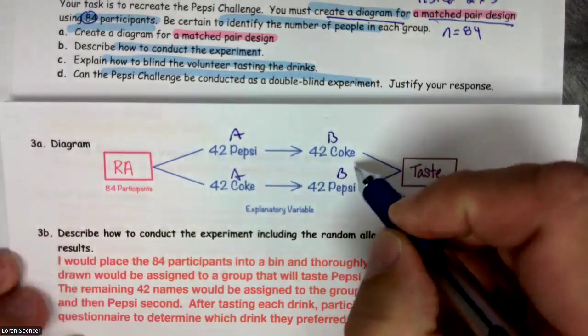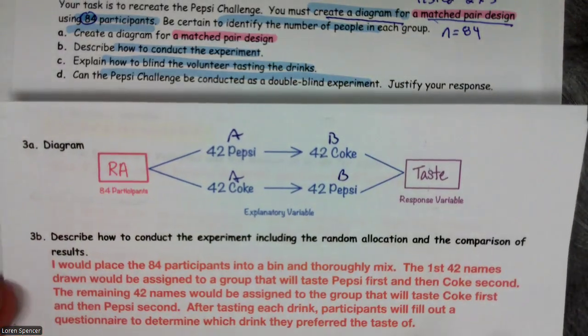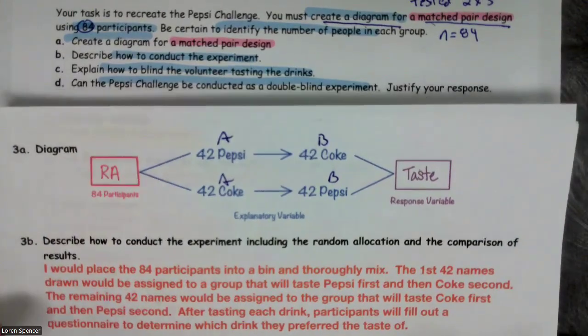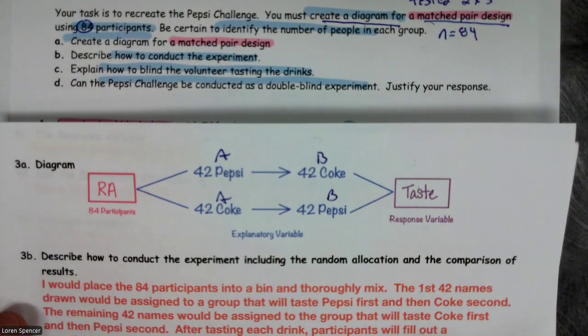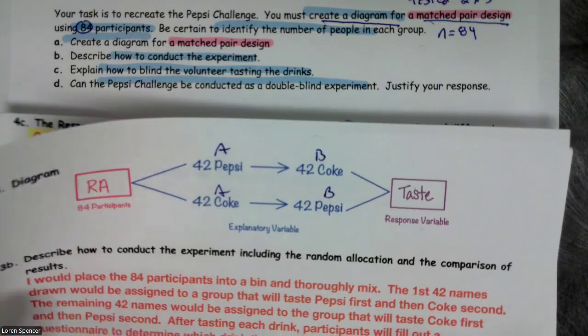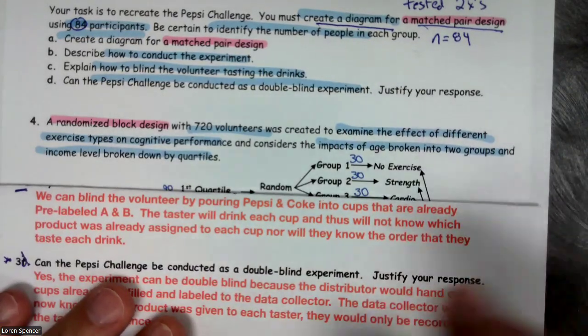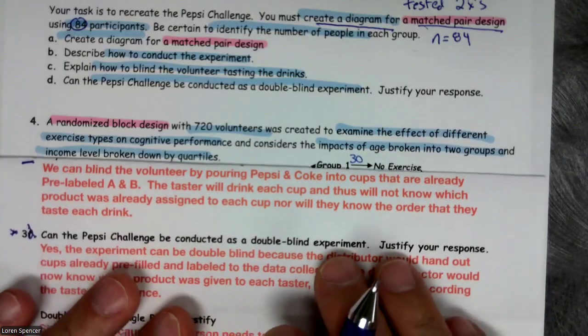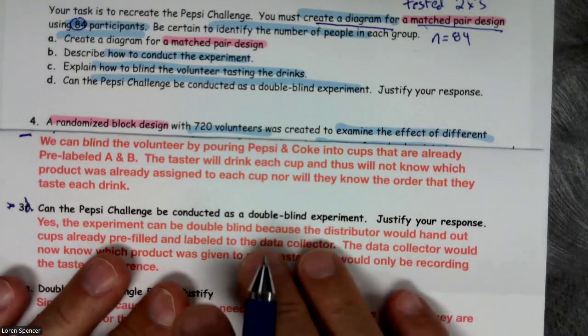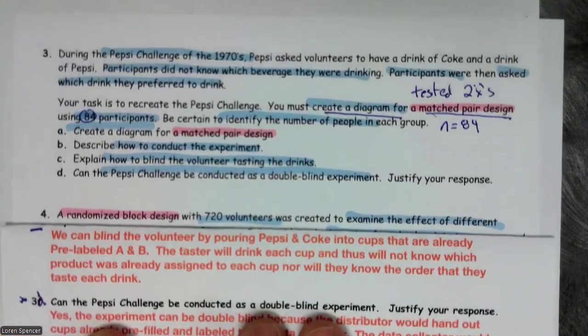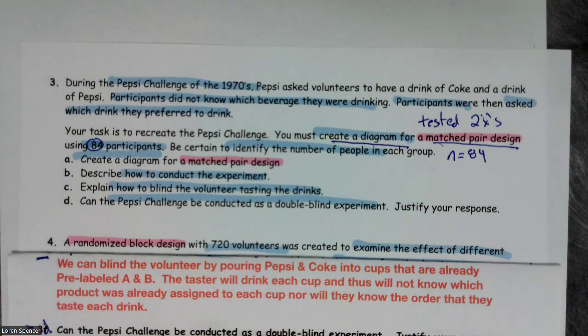Part C, explain how to blind the volunteers testing the drinks. We can blind the volunteer by pouring Pepsi and Coke into cups that are already pre-labeled A and B. The taster will drink each cup and thus will not know which product was assigned to each cup, nor will they know the order in which they tasted each drink.